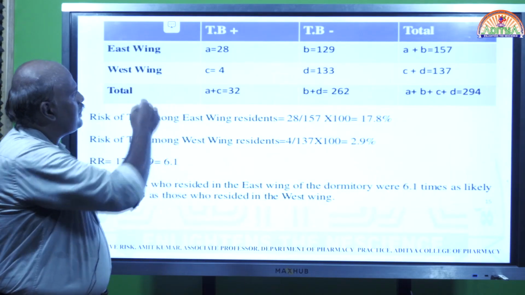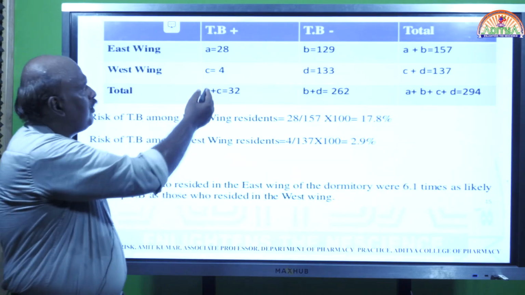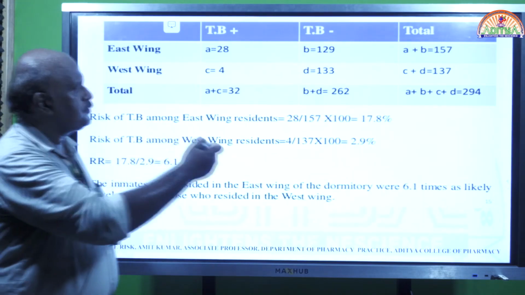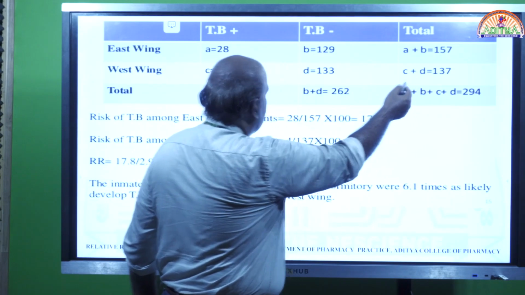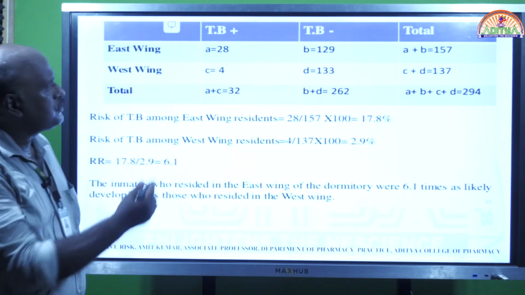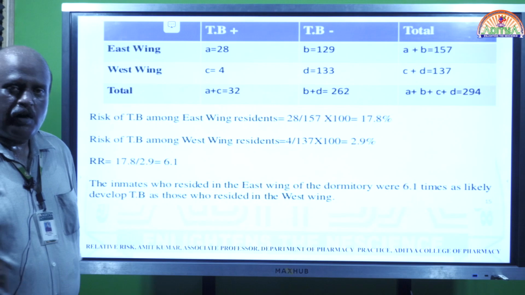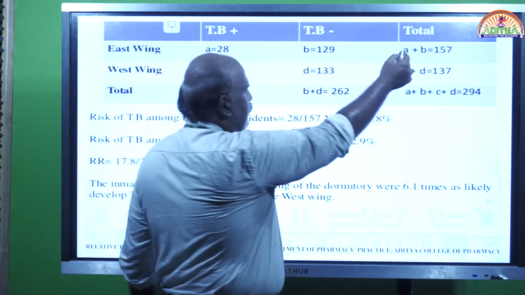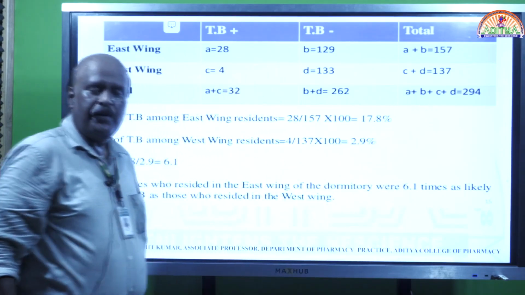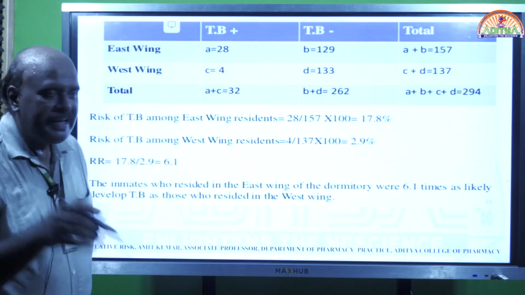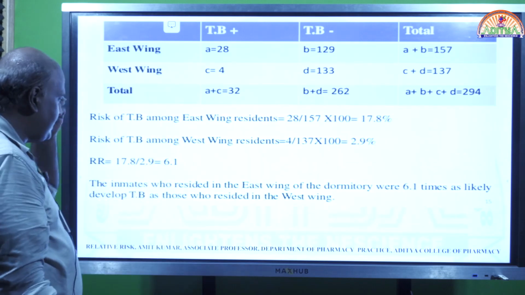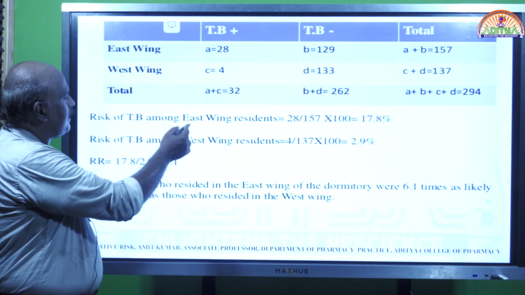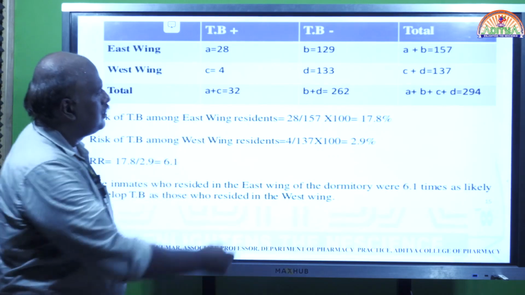In the same manner in the west wing, C is the number of people who have TB, which is given as 4, and C plus D is the total population of the west wing, which is given as 137. So now we have the value of A, the value of C, and the values of A plus B and C plus D. Now we need to find out the incidence rate in the east wing and in the west wing. So what is the risk of TB among the east wing?